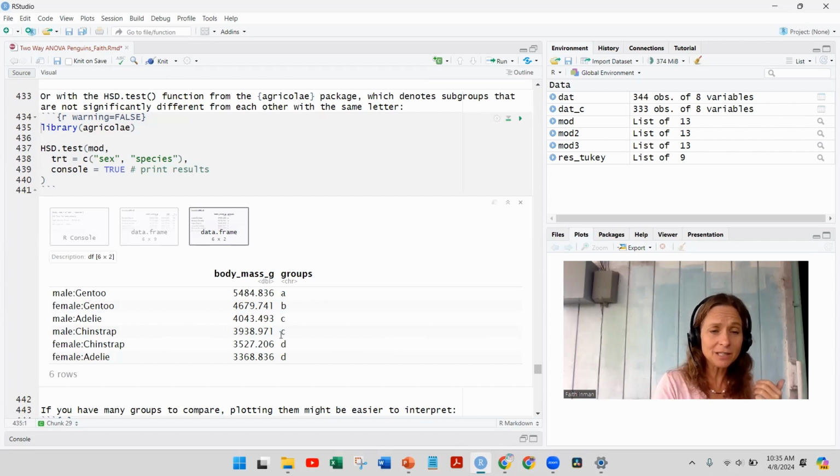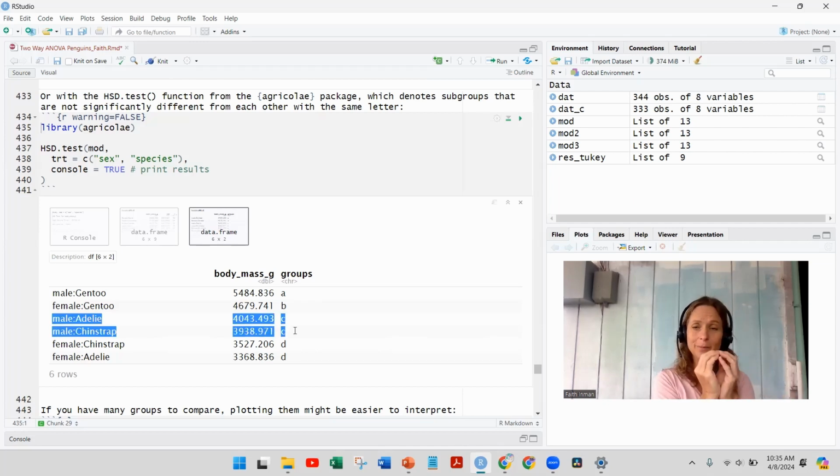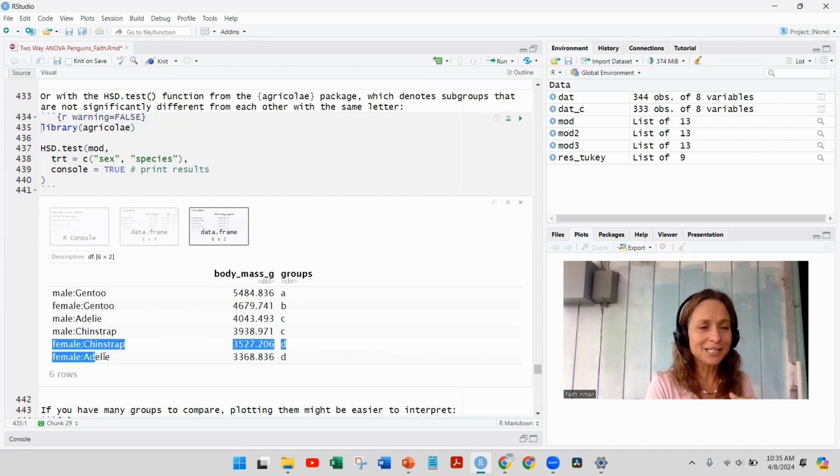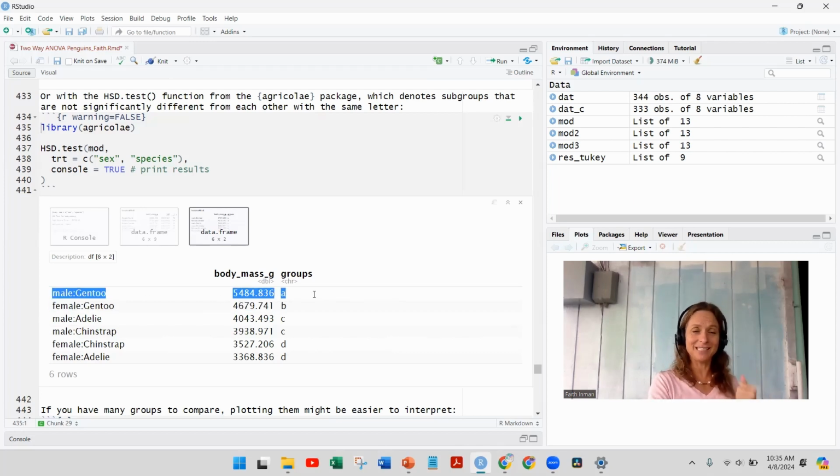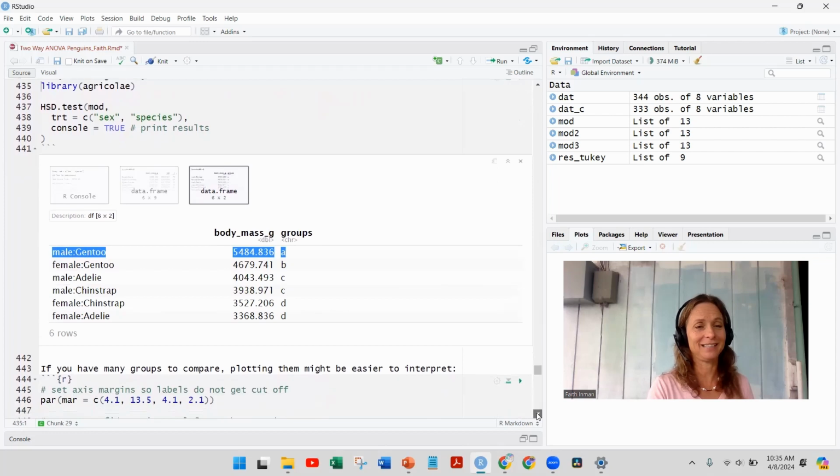But the male chinstrap is a C also. So that means male Adelaide and male chinstrap are not different from each other. They're in the same group, right? It sort of gives you that little handy way of telling which groups are different from the other. And then female chinstrap and female Adelaide are both in the D group. So they're not different from each other, but they are different from everything in the C group. And they're different from the B group. And they're different from the A group. Hey, see how that works with the letters? Handy, right?